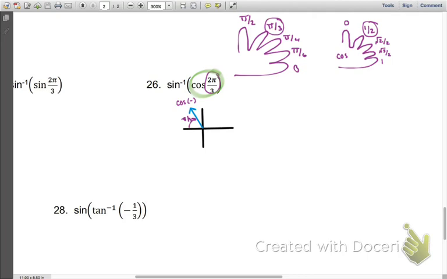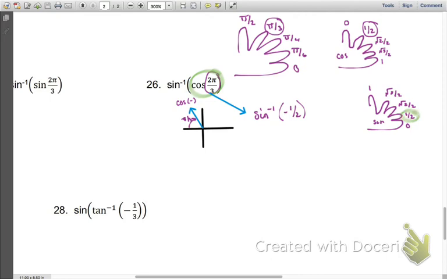So then really what I can change this into is inverse sine of negative 1/2. Okay. So then I have a sine hand where I have 0, 1/2, square root of 2 over 2, square root of 3 over 2, and 1, right? Here's 1/2.